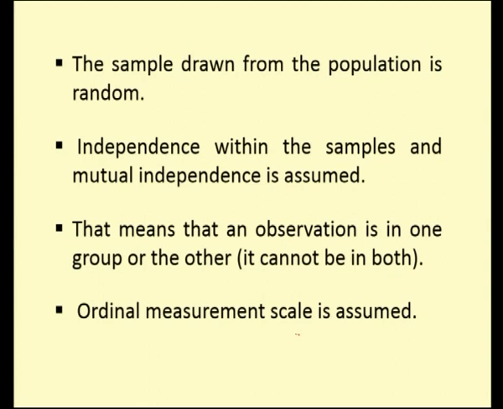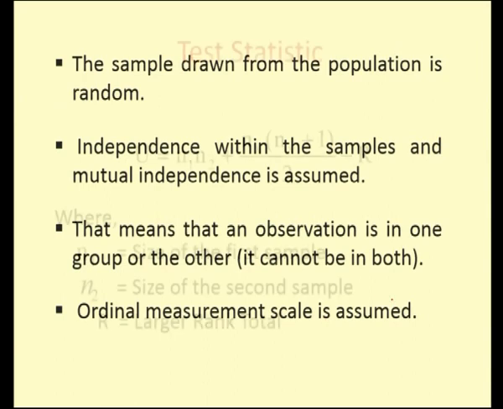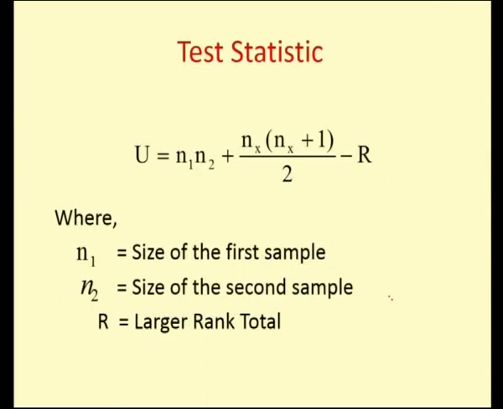Ordinal measurement scale is assumed. Next, what is the test statistic? The test statistic is given as U equals n1 n2 plus nx into nx plus 1 by 2 minus R. Here n1 is the size of the first sample, n2 is the size of the second sample, and R is the larger rank total.